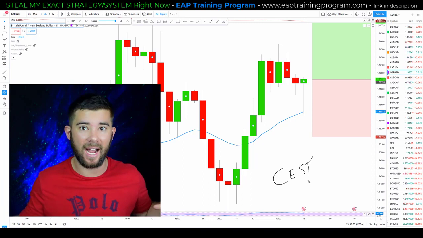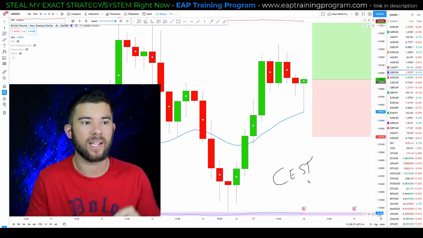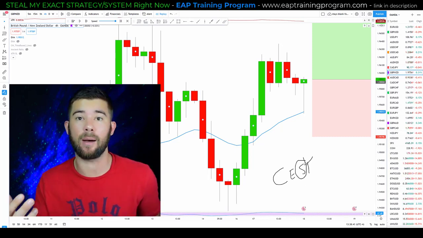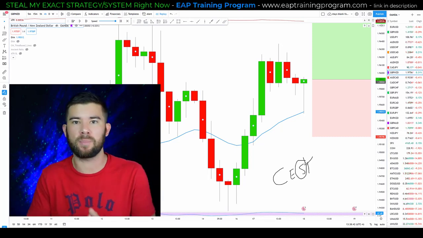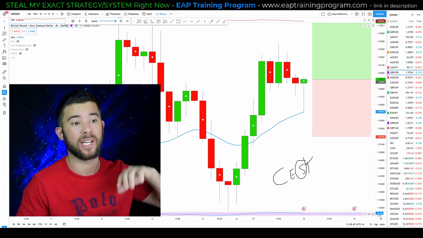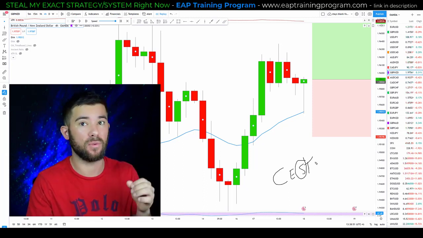This big crash that happened in the cryptocurrency market, so many people lost their life savings because of the S in CEST. They didn't have a stop. They just believed in certain cryptocurrencies to the point that they were willing to risk all their money without any type of stop loss. And that is a recipe for absolute disaster and something you don't want to be doing.